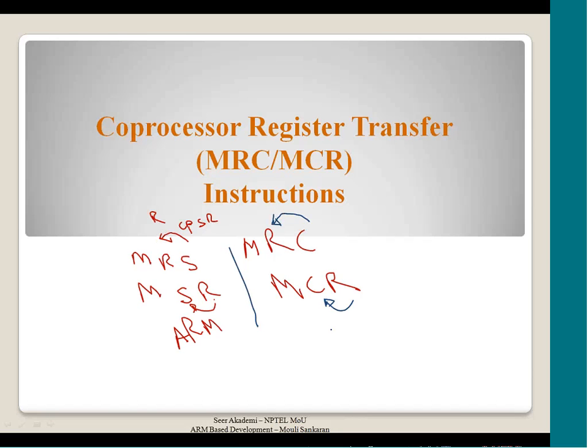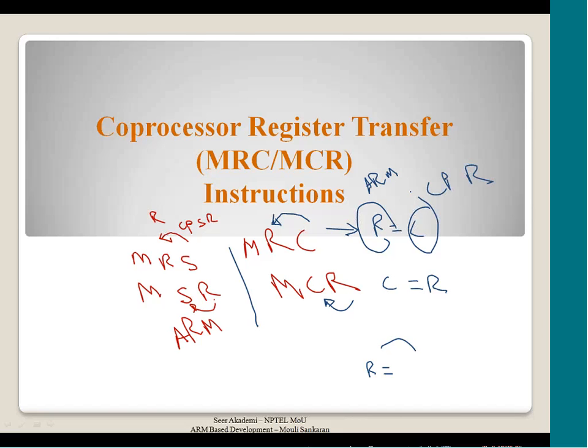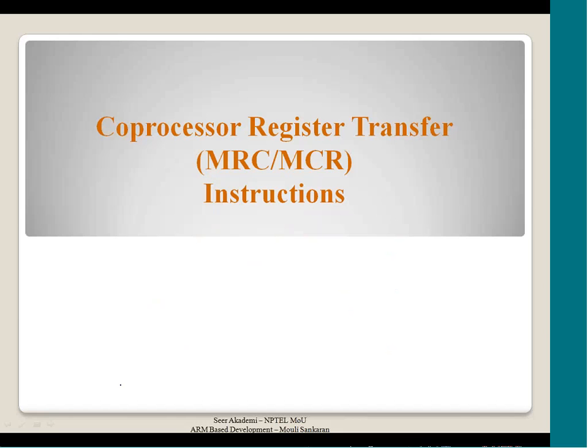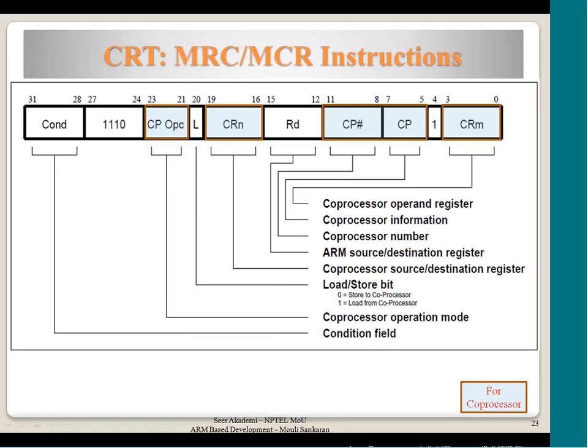The convention is the same, always something like R equal to C. You can interpret this as R equal to C. To remember, R is for ARM registers and C is for the coprocessor register. So, the coprocessor register is written into ARM in this one, and the ARM register is written into the coprocessor register in the other. Very simple. Similarly, S is a flag and the register is an ARM register; that was the convention we followed there. This instruction is not as complex as the memory transfer instruction.